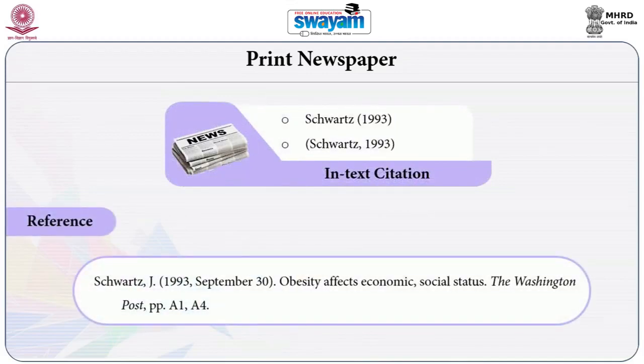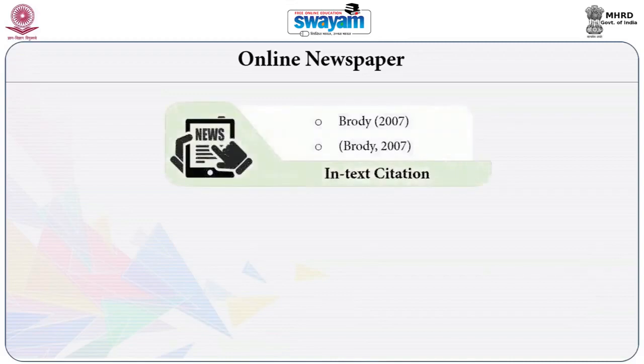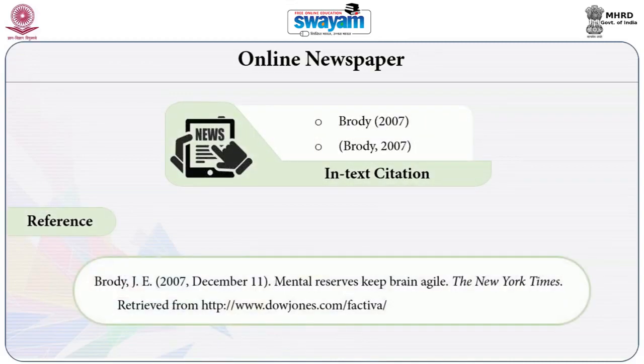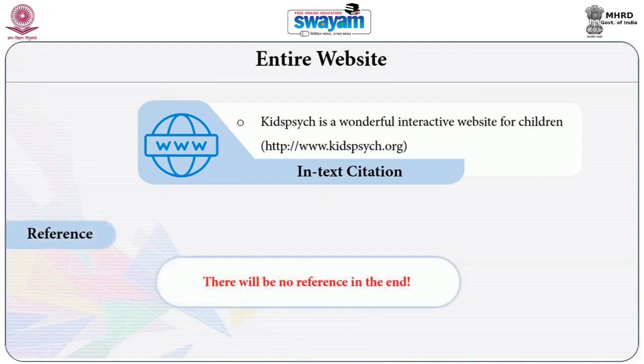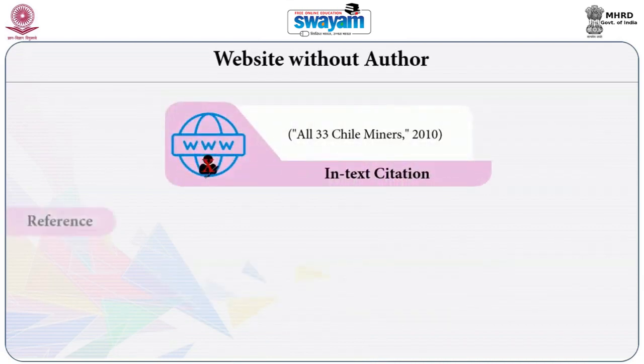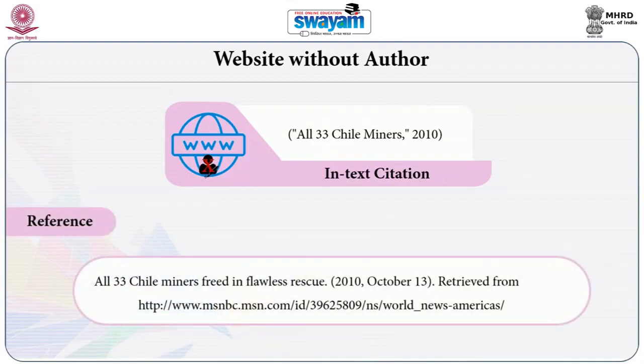For print and online newspaper, details are the same. The date, month and year when and which newspaper the article was published is given. Except for online newspaper, URL is provided. Entire website can be given in parentheses, round brackets, and no reference is needed to be provided at the end as given on screen. Website without author example is given on screen.